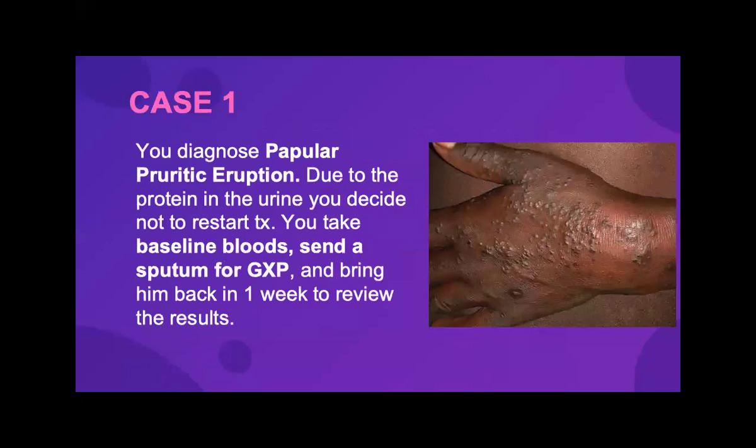So you, first of all, diagnose papular pruritic eruption in this patient, which is a common skin manifestation in HIV that you can see in the picture here. And due to the protein in the urine, you decide not to restart treatment today. You take baseline bloods, you send a sputum for Xpert, and you bring him back in 1 week to review the results. So let's have a look at those results.